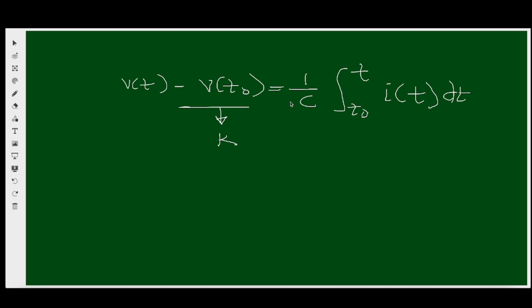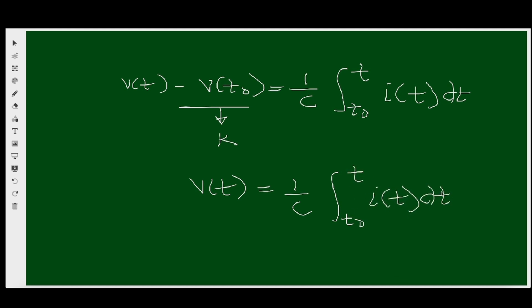So basically, we know that v of t will be equal to 1 over c integral from t naught to t of I of t dt. Then if we bring this to the other side, it will be plus k. This is a more composed form of the relationship between voltage and current through a capacitor.